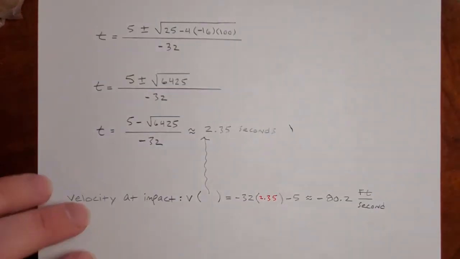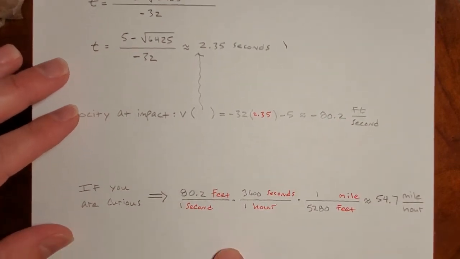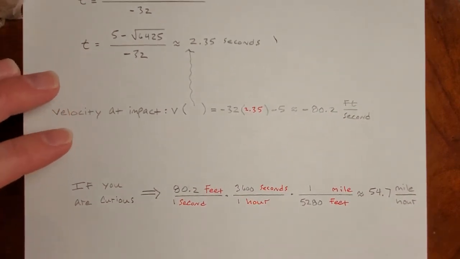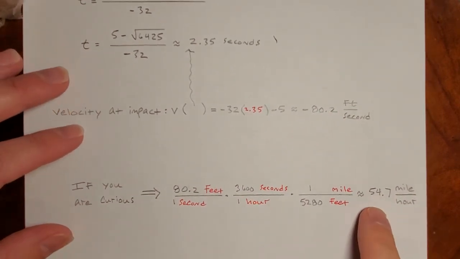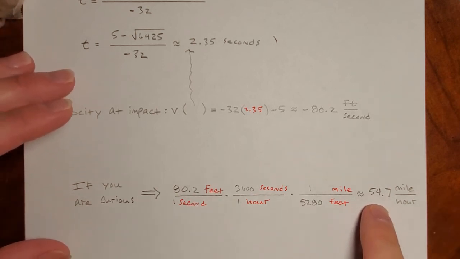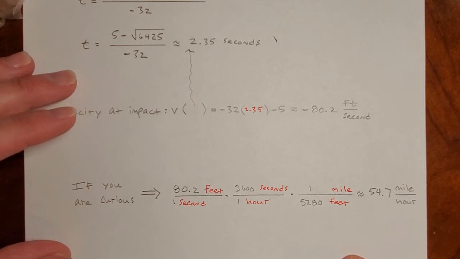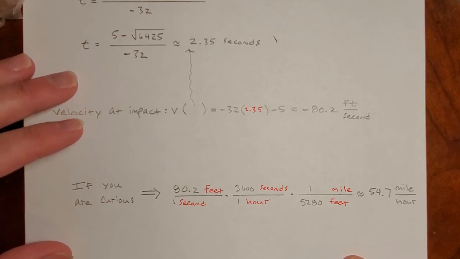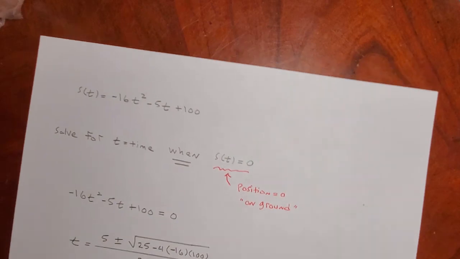All right, I couldn't help but be a little bit curious. Well, how does that translate into miles per hour? It's not hard to convert it. So I went ahead and did that, all right? It turns out about 55 miles per hour when it hits the ground. Okay, so we answered it. That's how you do it. You just use the kinematic equations under constant acceleration.